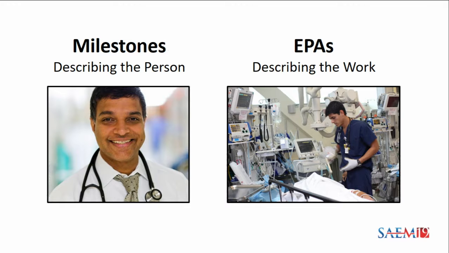Now, the big difference between milestones and EPAs is that milestones describe the person. So the question you're asking with milestones and competencies is, does this person have the ability to provide patient care, to do a focused H&P, to figure out what abnormal vital signs look like? Whereas EPAs describe the work. Do I trust this resident to do X, Y, or Z procedure on their own versus with various levels of supervision? Do I trust this resident to go run a resuscitation or provide critical care on their own? And if not, what level of supervision do they require or should they have for these work-based activities?